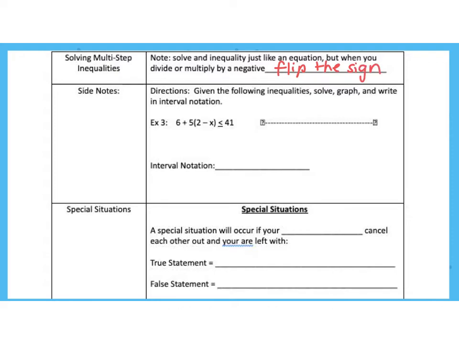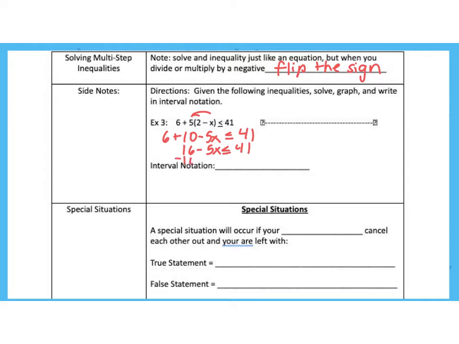So given the following inequalities, solve, graph, and write the interval notation. So these are going to work just like an equation, okay? So first things first, I'm going to distribute out this 5. So I have 6 plus 5 times 2, which is 10, minus 5x is less than or equal to 41. Combine like terms, 6 plus 10 is 16, minus 5x is less than or equal to 41.